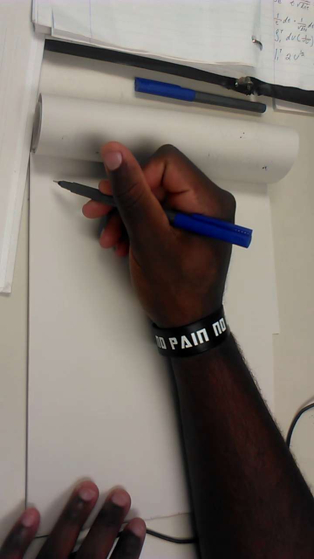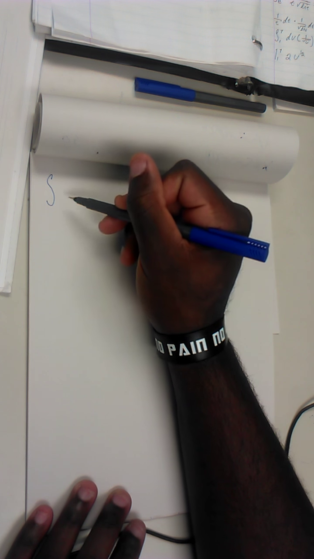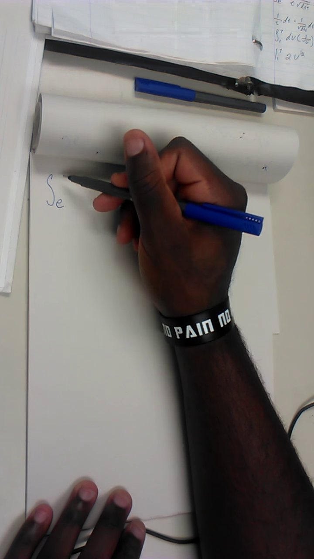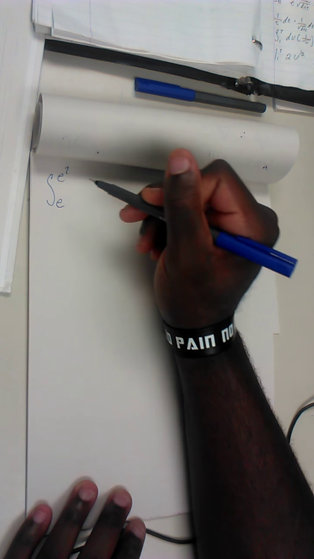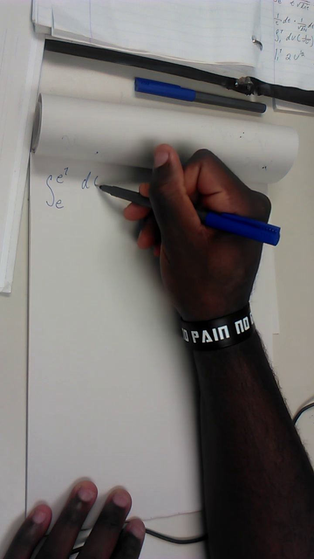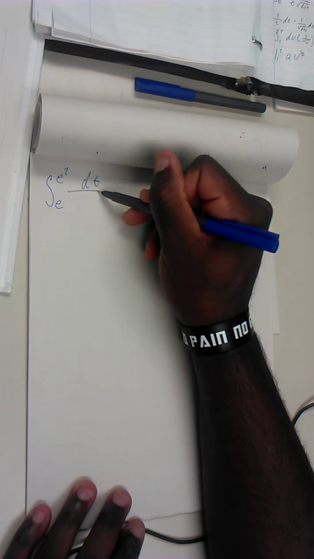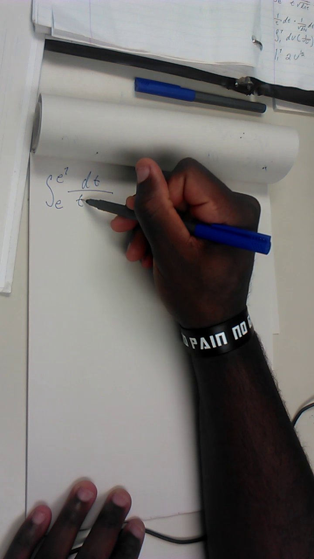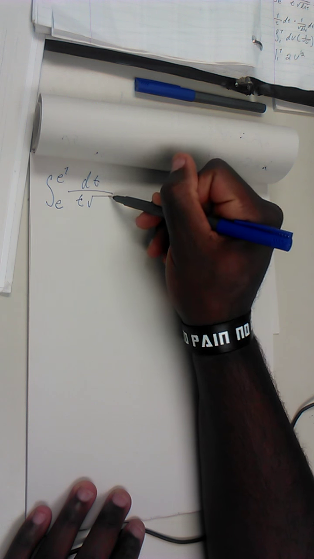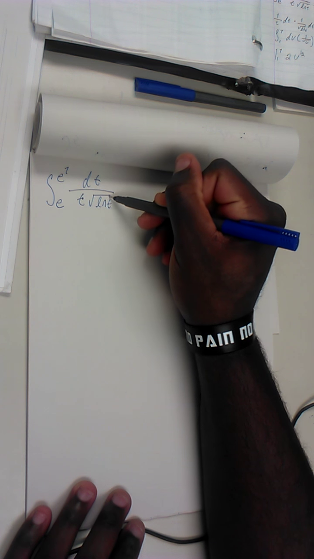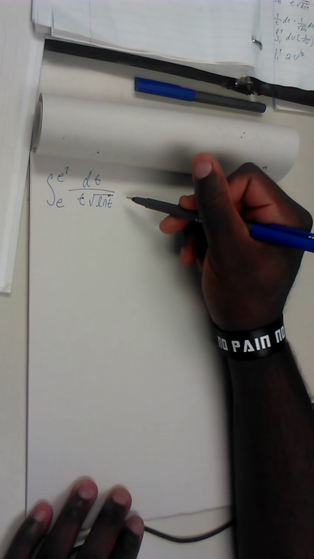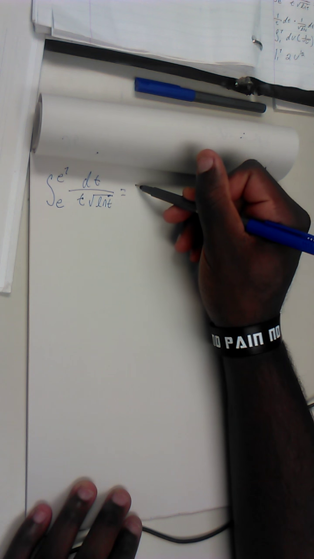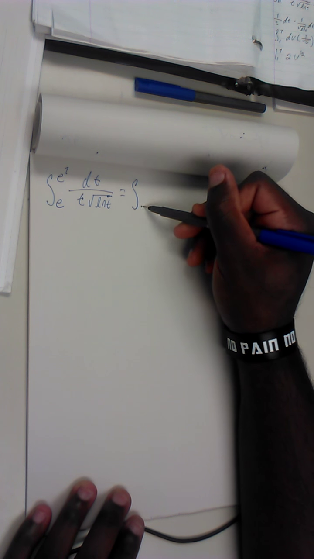All right, let's go ahead and look at a problem dealing with our e function and also the natural logarithm. So let's go from the integral of e to the e to the 7th, dt all over t ln t. So that's the same as e.